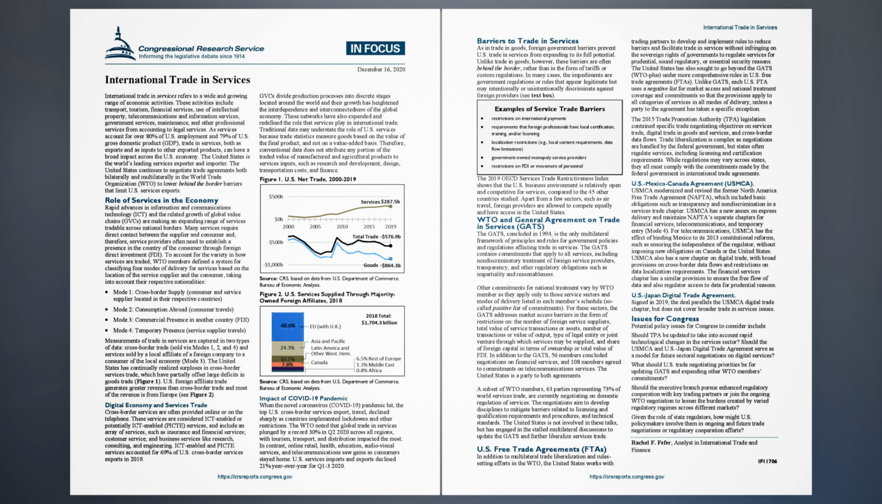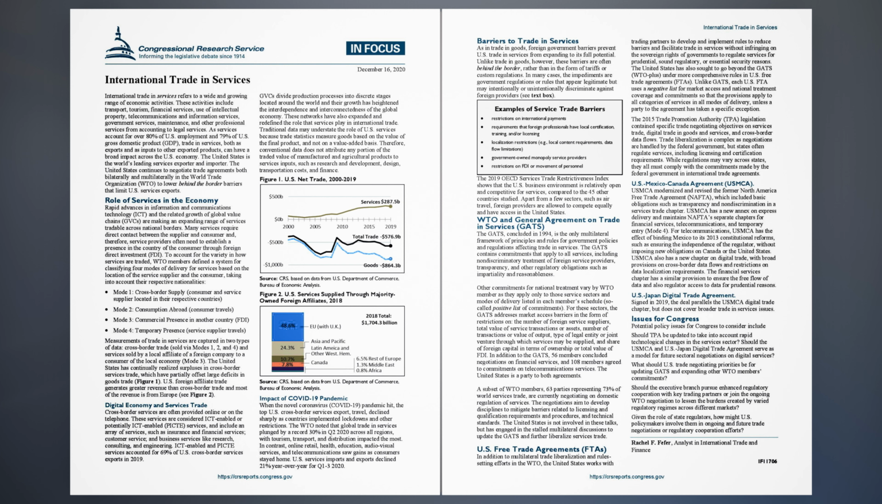USMCA also has a new chapter on digital trade, with broad provisions on cross-border data flows and restrictions on data localization requirements. The financial services chapter has a similar provision to ensure the free flow of data and also regulator access to data for prudential reasons. US-Japan Digital Trade Agreement. Signed in 2019, the deal parallels the USMCA Digital Trade chapter, but does not cover broader trade in services issues. Issues for Congress.